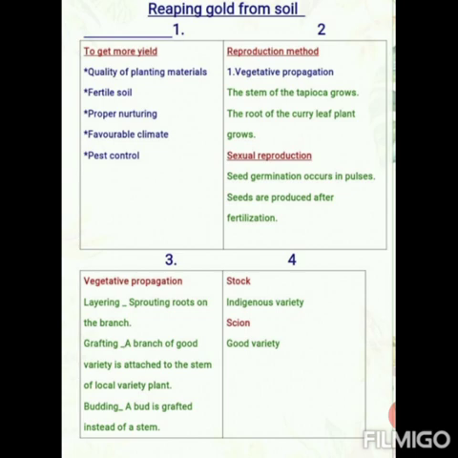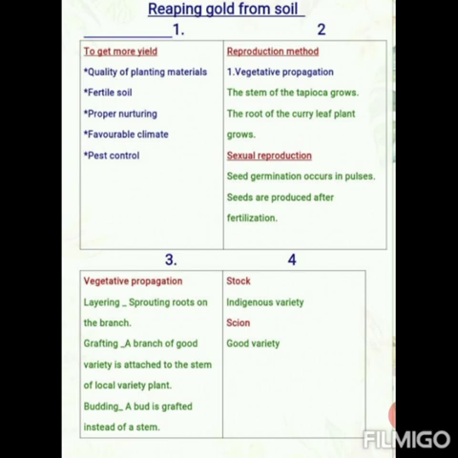Next we have seen grafting. In grafting, a branch of good variety is attached to the stem of local variety plant. And in that we have seen stock and scion. Stock means the indigenous variety that is available in our place, and scion means the good variety, and these both are attached to produce a new plant, new variety plant.